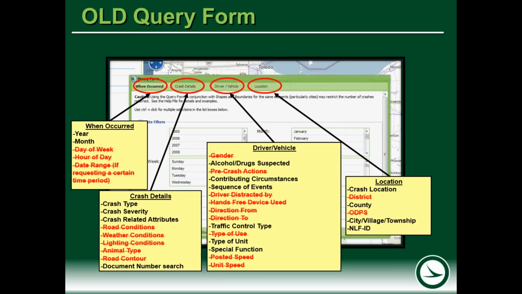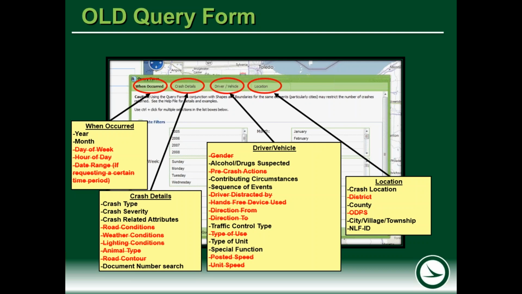So taking the old query form, I have a screenshot of that here, with the 4 tabs that we had before, and each item listed within those tabs on the old query form. We sat down and looked at, okay, since we're moving it over and we want to keep the tool user friendly, is there anything we need to clean up or get rid of that's really not being used by users?